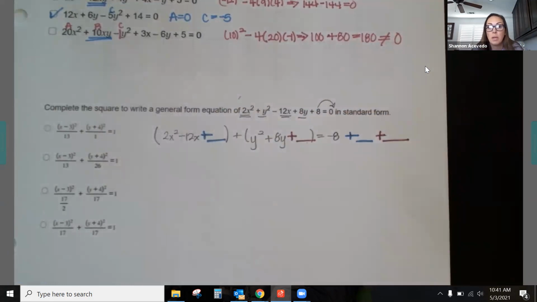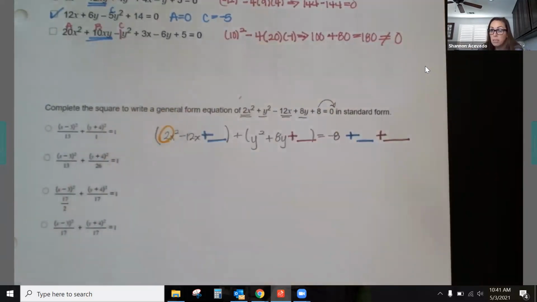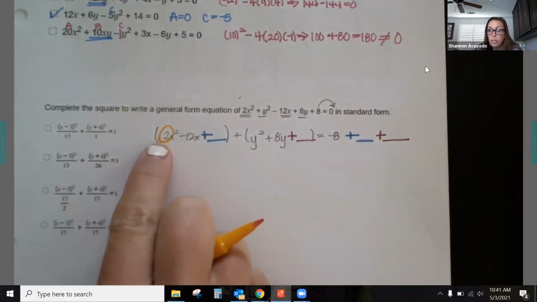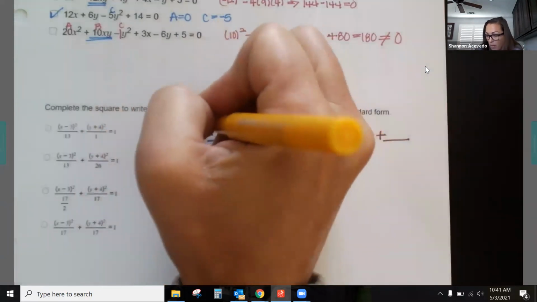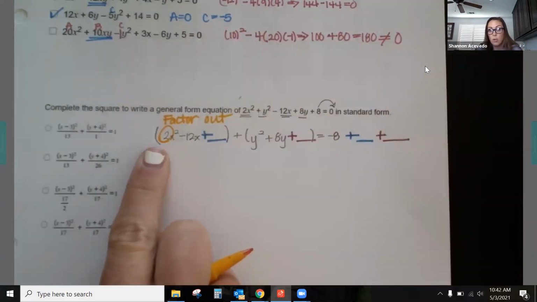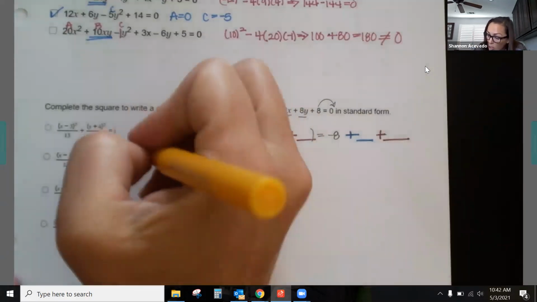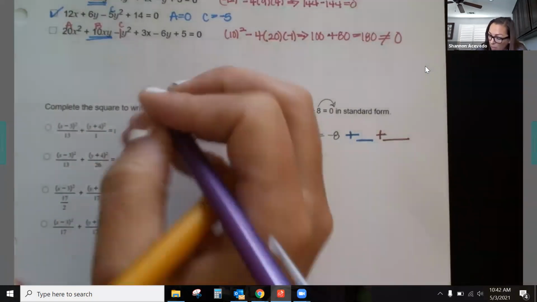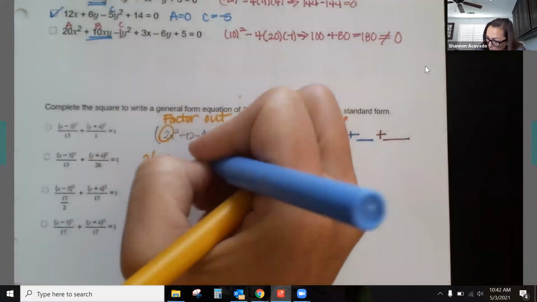Okay, so there's a problem with this one. When I say complete the square, a lot of times you are getting the pattern down after reviewing it. But the biggest trick is that you forget about when you have a coefficient other than 1. I have this 2 here. I cannot complete the square because the coefficient of the square term is not 1. So I have to factor out that 2 so that I end up with a value of 1. If I factor out this 2, I'm left with x squared minus 6x plus my blank.